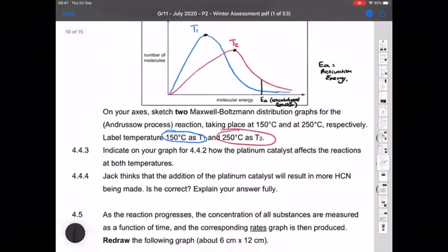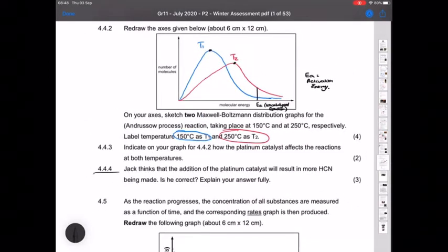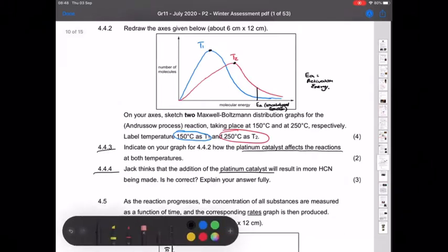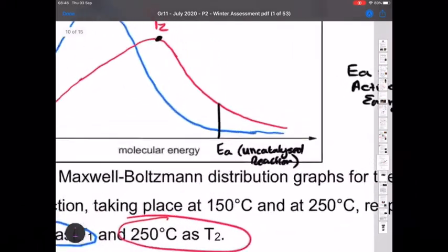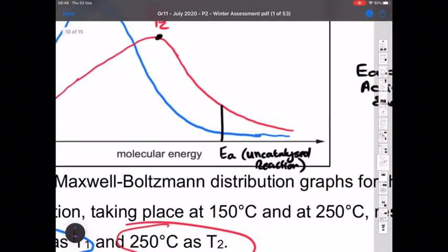Okay, on your graph, then for question 4.4.4, you have to add a catalyst. No, sorry, I've skipped a question. 4.4.3, indicate on your graph how the platinum catalyst affects the reactions at both temperatures. So now I'm going to do this in purple. So you have to show what will happen with a catalyst. So a catalyst, in the previous definition, it says it's a substance that remains unchanged at the chemical reaction. How does a catalyst work? It works by lowering the activation energy.